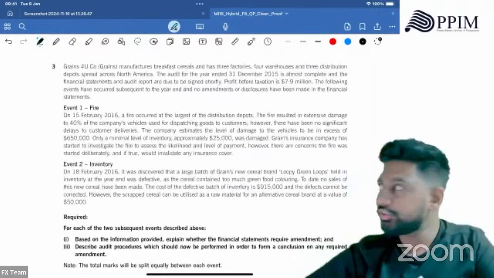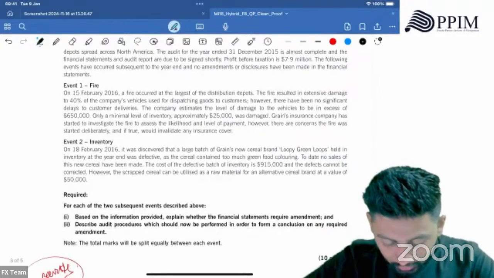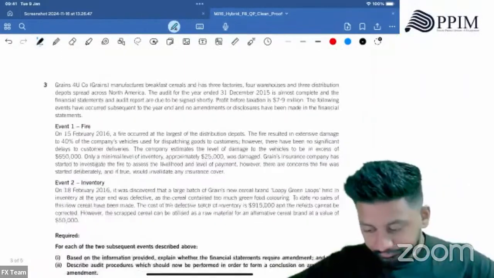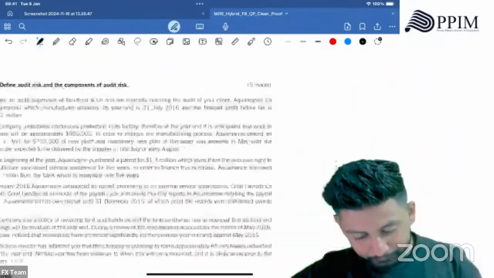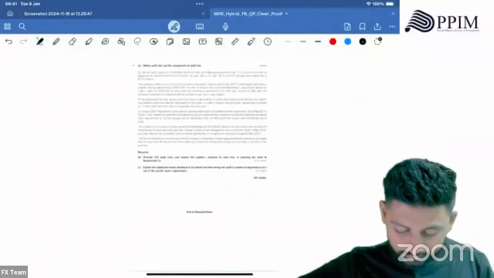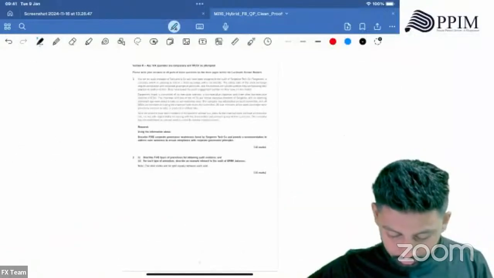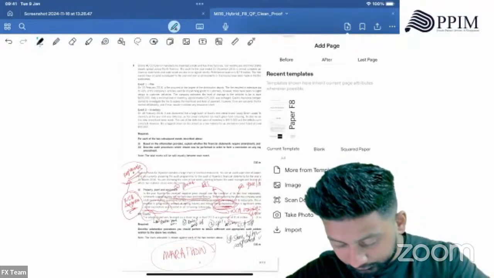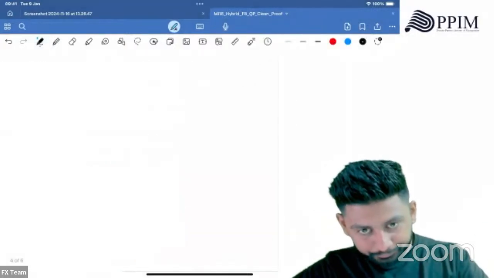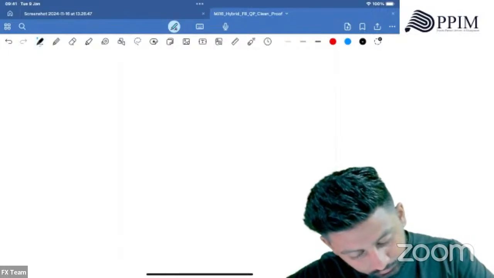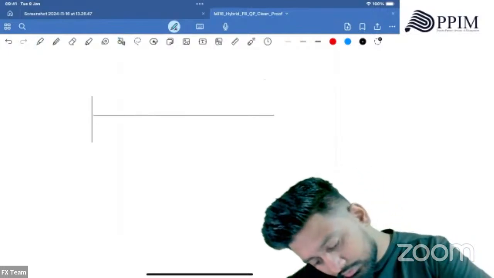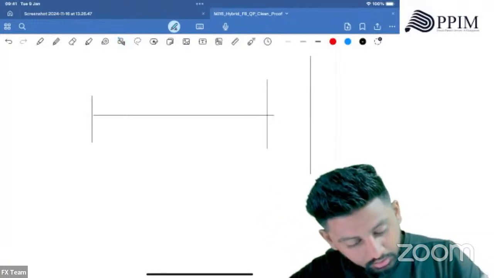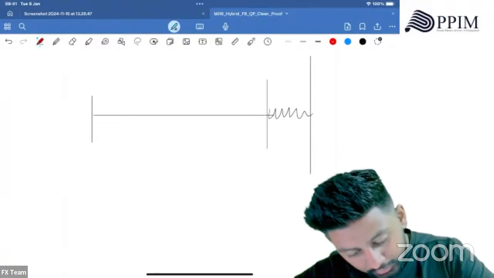Now, guys, sometimes your examiner can also test you with something like this: for each of the two subsequent events described. Okay, it's subsequent events. Now we're looking at subsequent events. Let me quickly take you through that as well. Now you're preparing financial statements, correct? Your financial statements are prepared for this period.